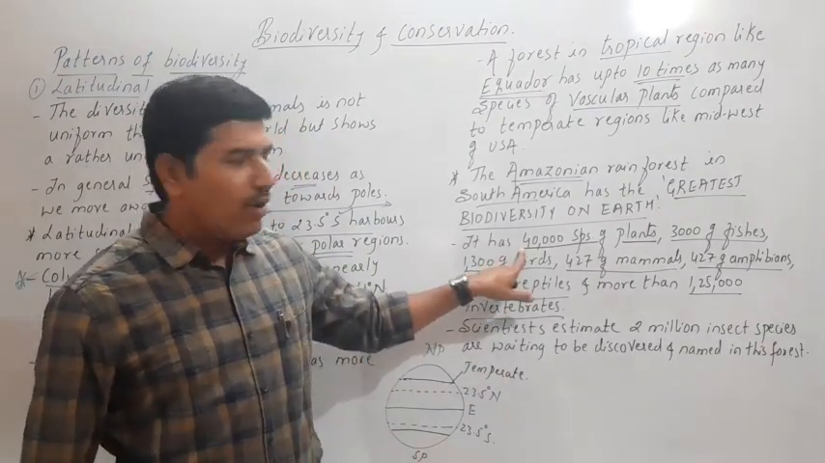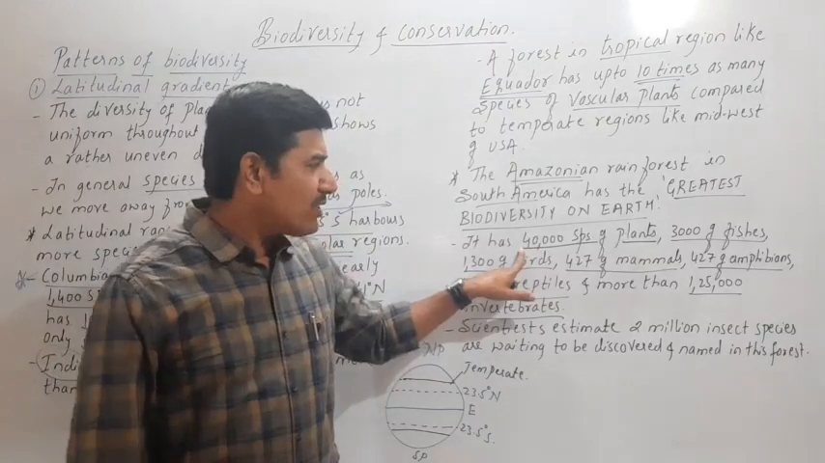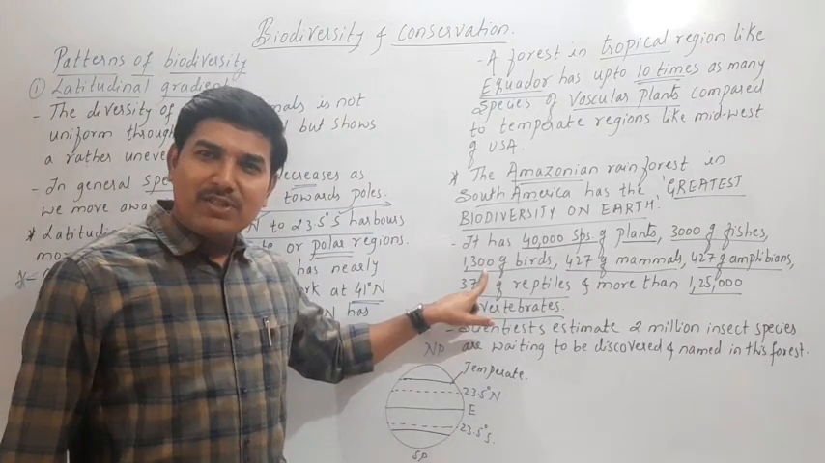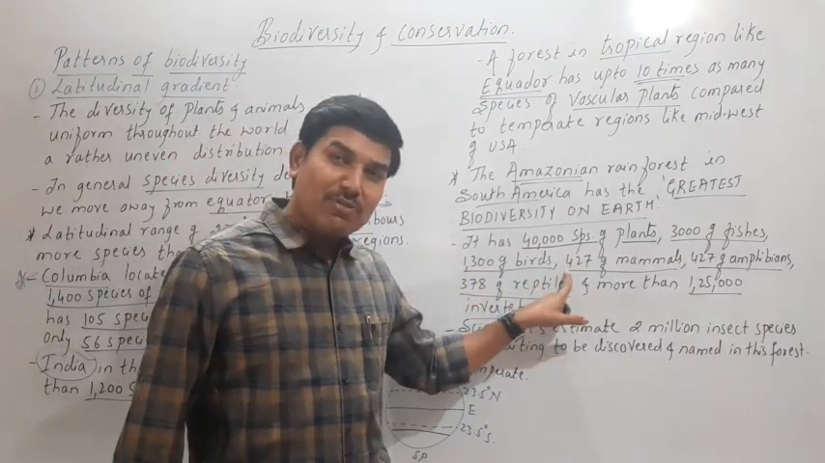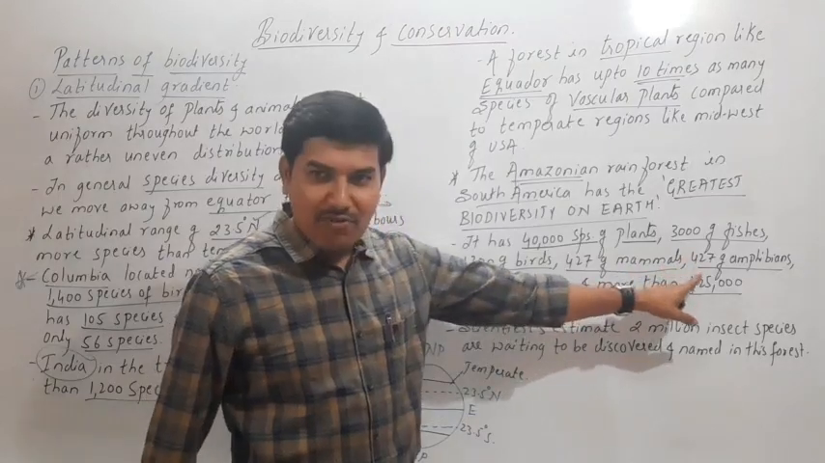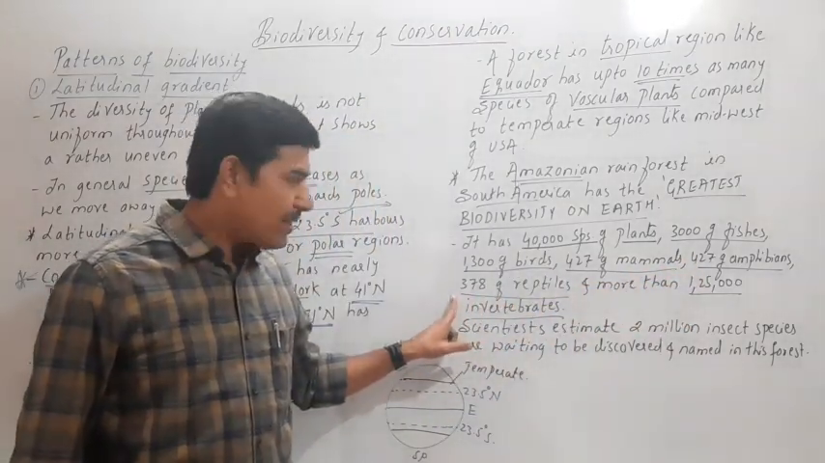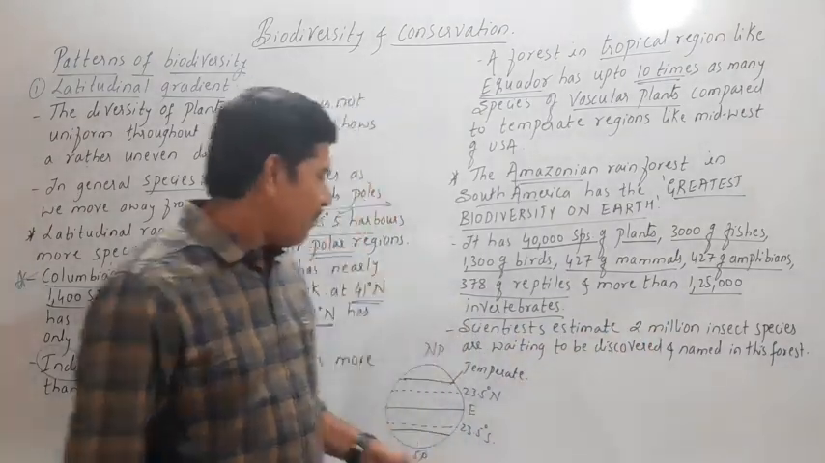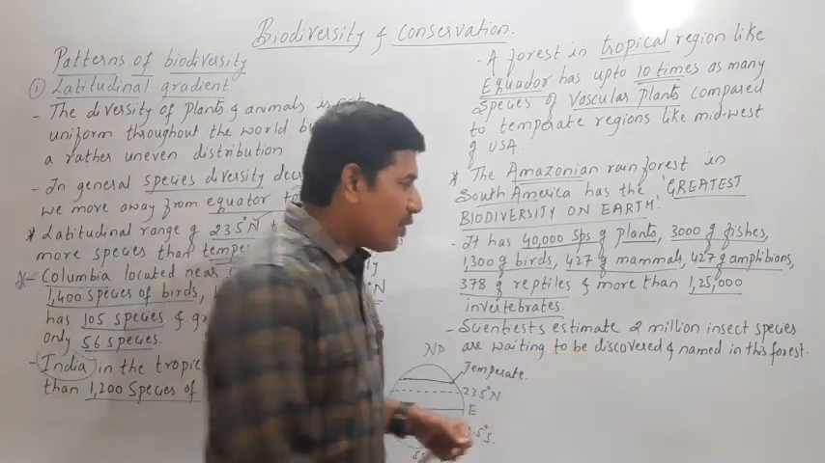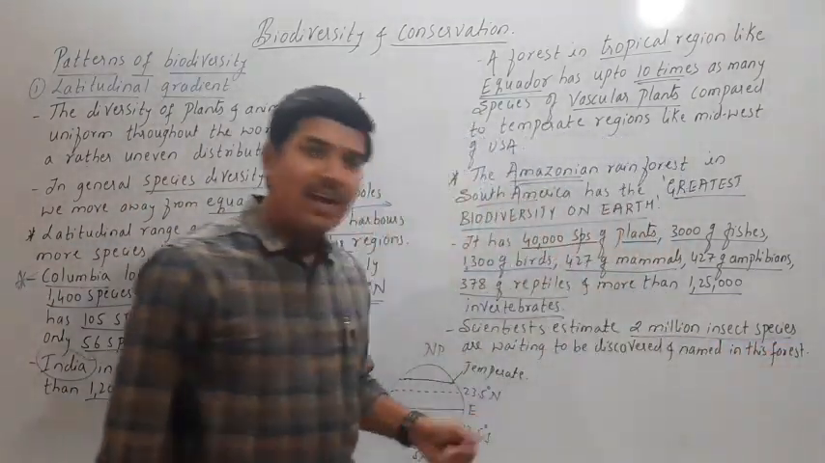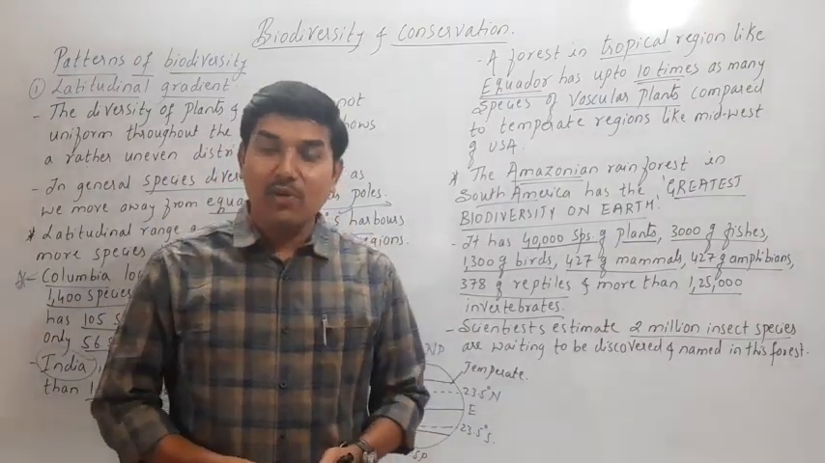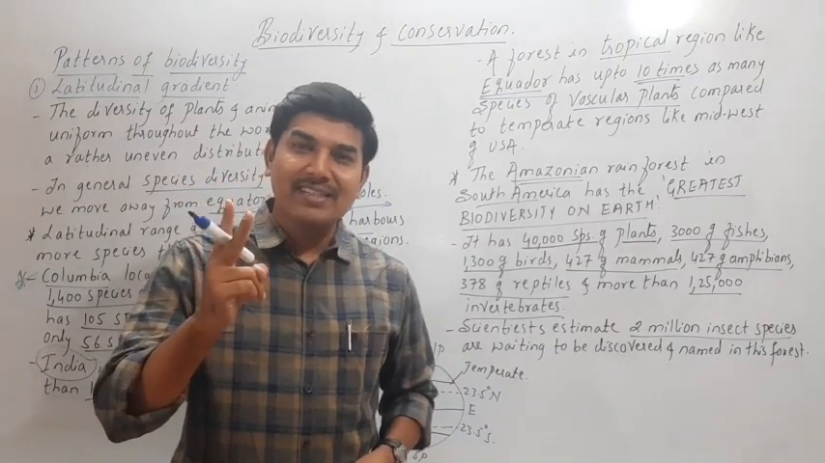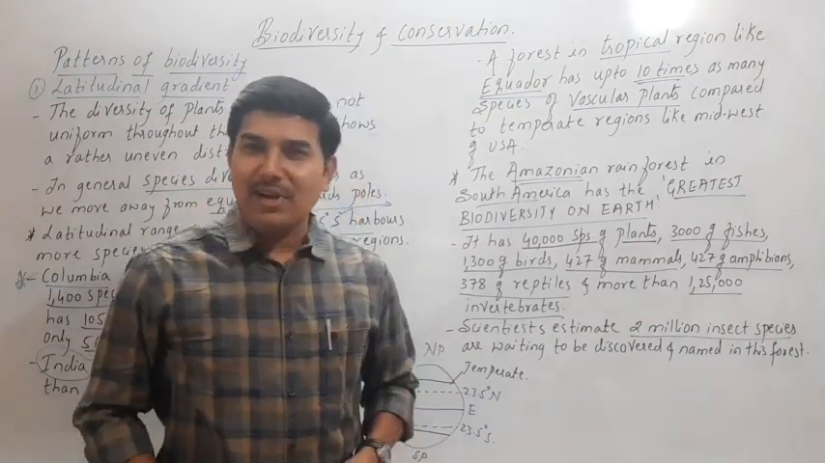So what does the Amazon rainforest have? 40,000 species of plants, 3,000 species of fishes, and 1,300 species of birds. Then look at this, 427 species of mammals, 427 species of amphibians, 378 species of reptiles, and more than 1,25,000 species of invertebrates. Next, scientists estimate that 2 million insect species are waiting to be discovered. Look at this number, 2 million. It's not a small number. 2 million insect species are yet to be discovered and described.